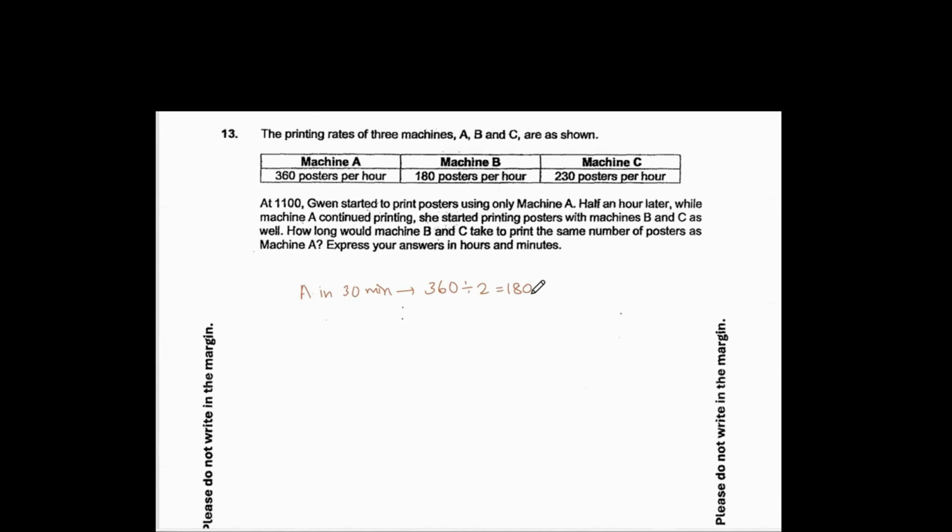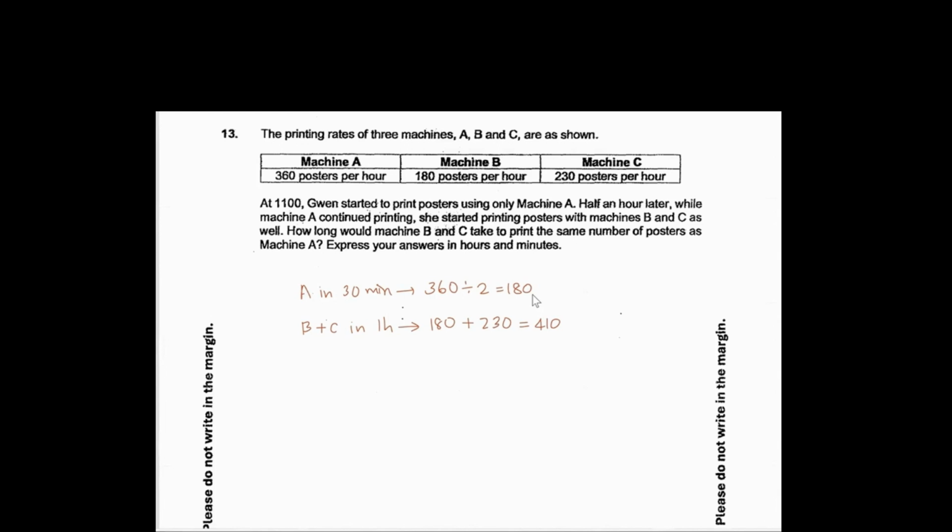So in 1 hour, B and C in 1 hour. B plus C 1 hour. So we're finding like the combined rate first, since both started printing together. This is 410. So in 1 hour, B and C can print 410 posters together. Now, you know A started first. A had a head start of 180, right?